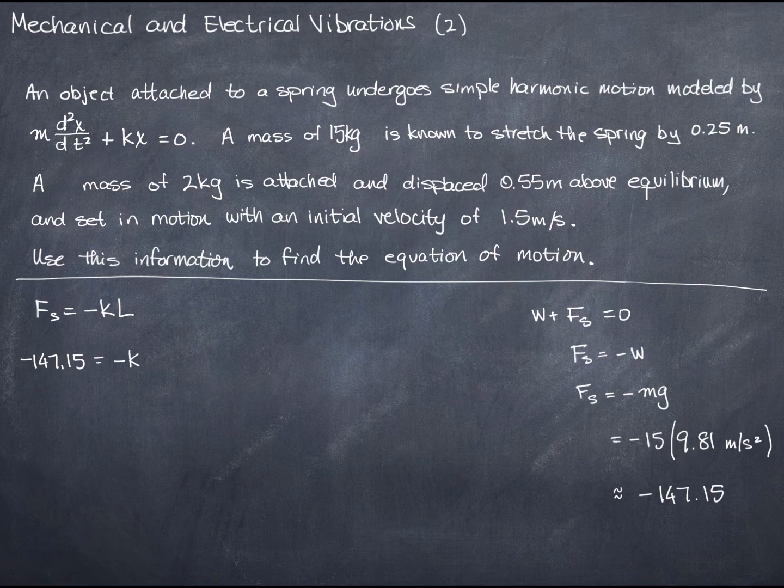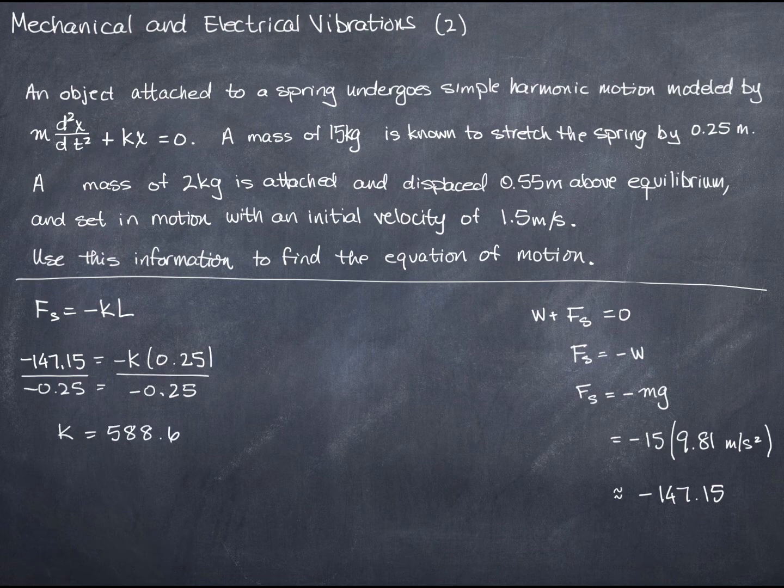negative k times L. Well, what is L? L, we were told, not directly, but we were told that if we applied 15 kilograms, we would add to the length of the spring by 0.25 meters. So that's going to be times 0.25. And then, of course, I'll divide both sides by negative 0.25. And that will give me k equals 588.6.